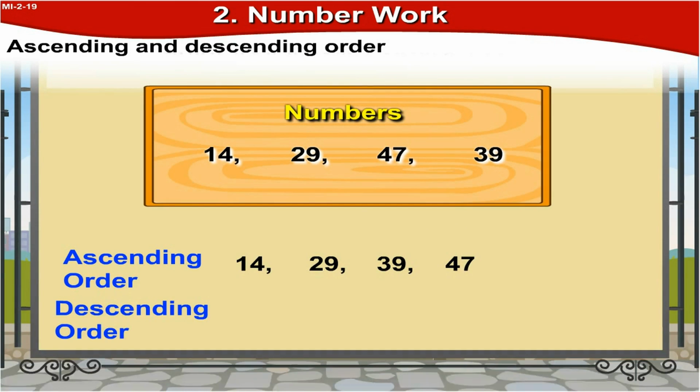Now let us write the descending order. For descending order, first we'll write the biggest number, that is 47, then 39, then 29, then 14. So the descending order is 47, 39, 29, 14.